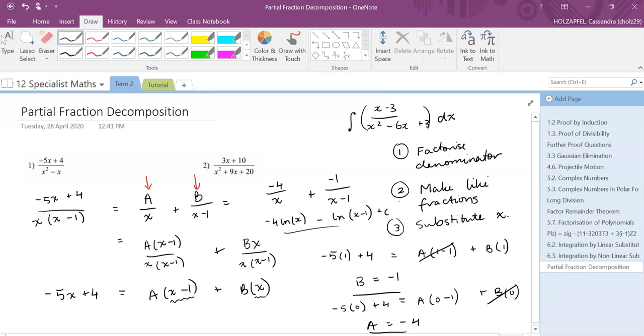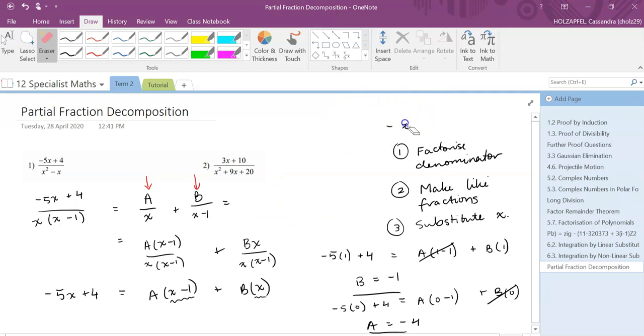Okay, so this is getting a little messy. So I'm going to ignore the integral sections for the second, but I just wanted to show you why it was so important that we do the partial fraction decomposition. So let's do another example using that second question I've got up there.